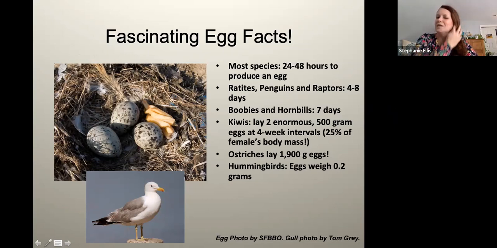So boobies and hornbills, it takes them 7 days to produce an egg. Kiwis, you all know the kiwis, most commonly the kiwis of New Zealand, who are ground-dwelling, bizarre and amazing birds. They lay, I believe, the biggest egg. No, not the biggest egg, because the ostrich does. Maybe the second biggest egg on the planet. 2 500-gram eggs. It takes them 4 weeks to produce these eggs, and the eggs actually take up about 25% of the female's body mass. If you ever have a chance to Google an X-ray of a kiwi producing an egg, I mean, the egg takes up the entire body cavity. I don't know how they do it. Ostriches lay 1,900-gram eggs, and then the hummingbirds on the other end of the scale with their tiny, tiny little eggs that weigh less than a paper clip.